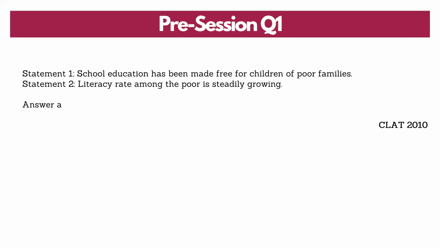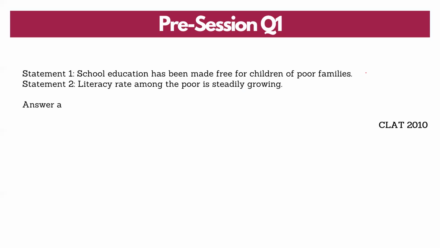School education has been made free for children of poor families. Literacy rate among the poor is steadily growing. All right. Now, what you need to do is assume that there is a cause and effect relationship here. To establish it, let us start by assuming there is a cause and effect relationship. If there is one, which of the two could be the cause? Let us see.